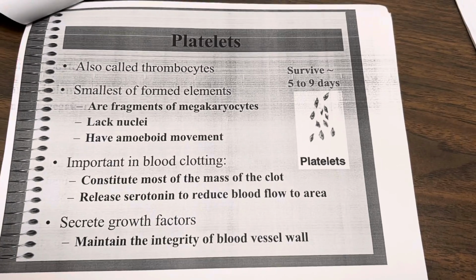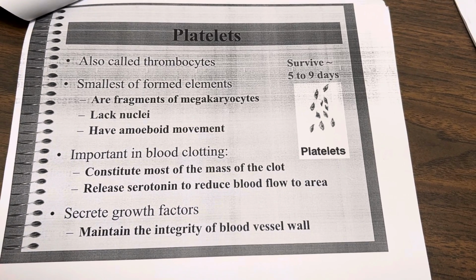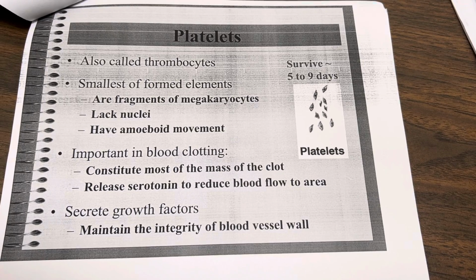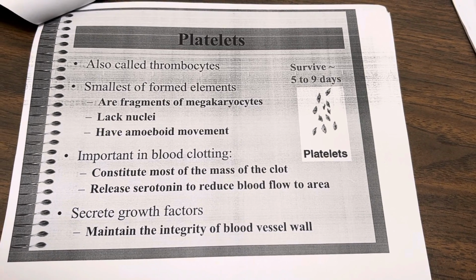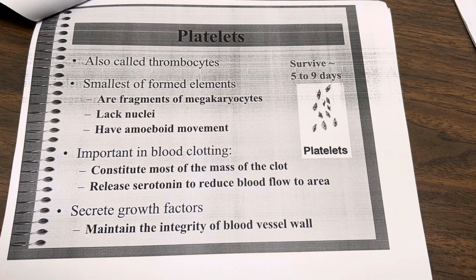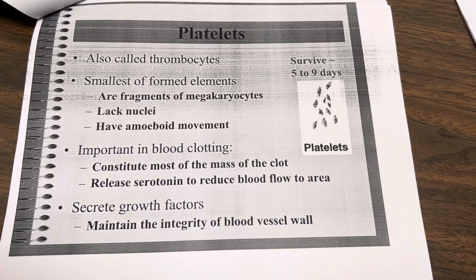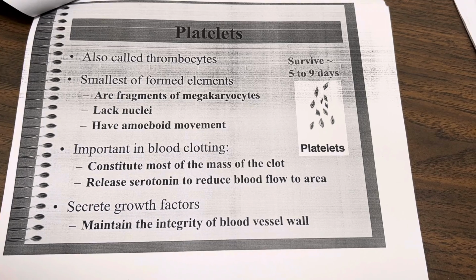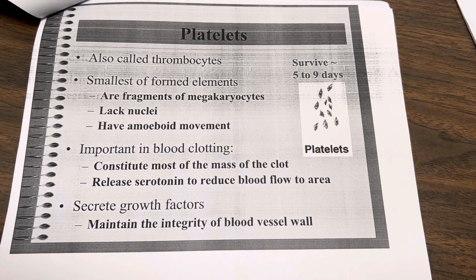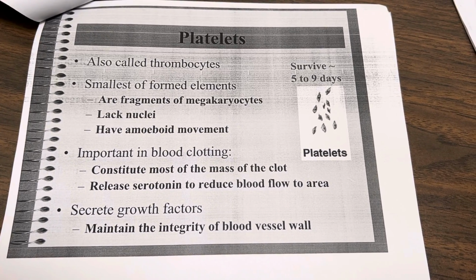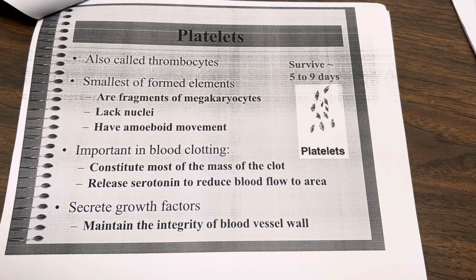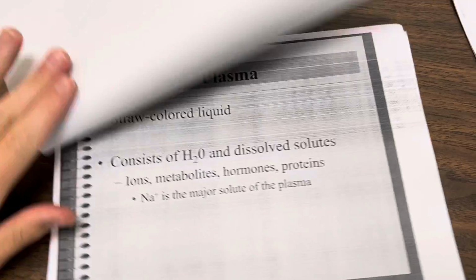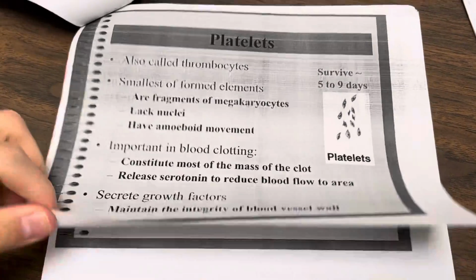Platelets are also called thrombocytes. They are the smallest of the formed elements, are fragments of megakaryocytes, lack a nucleus, have amoeboid movement, and are important in blood clotting. They constitute most of the mass of the clot, release serotonin to reduce blood flow to an area, secrete growth factors, and maintain the integrity of the blood vessel wall. And that's what platelets look like.